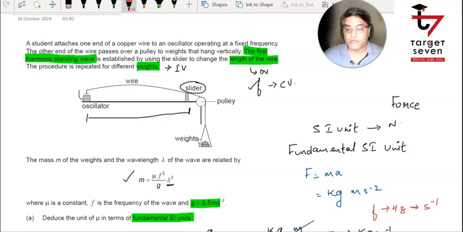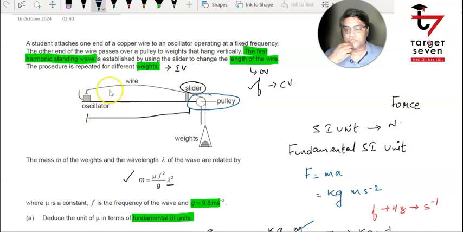In this particular scenario, let's try to understand this. It says that the student attaches one end of a copper wire to an oscillator operating at a fixed frequency. Wonderful. The other end of the wire passes over a pulley to weights that hang vertically. All right. Now, it has never been mentioned whether the friction around this particular pulley system is being considered or not in the overall force acting on the wire. That could be one reason behind the presence of systematic error.